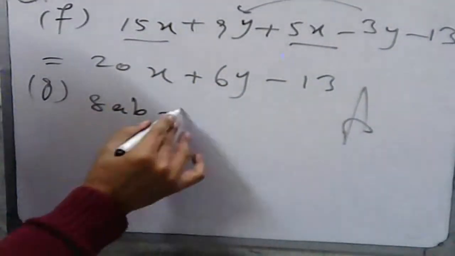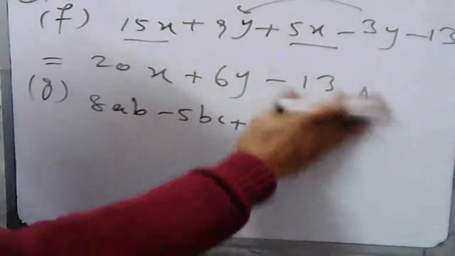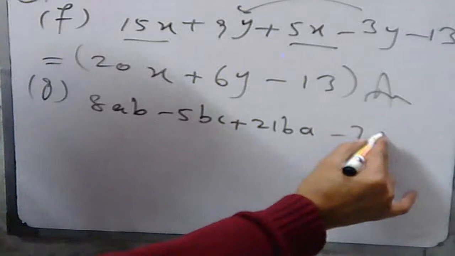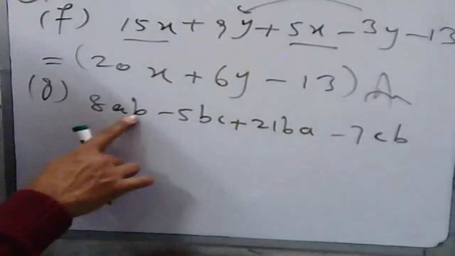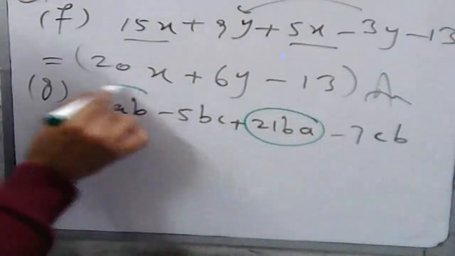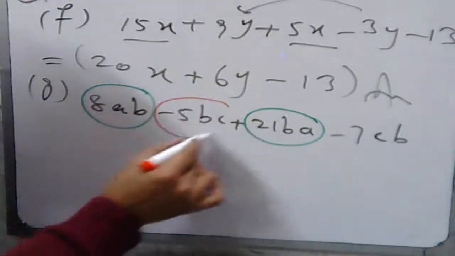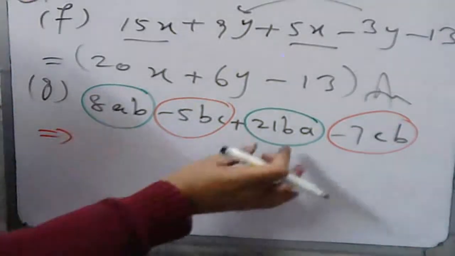Now G part, that is 8ab minus 5bc minus 21bc, ba and ba minus 7cb. So you can see here 7cb, ab. Once again you can see here ab, and that is your ab. Both are the same thing, ab or ba, and similarly cb or bc, here both are the same thing.